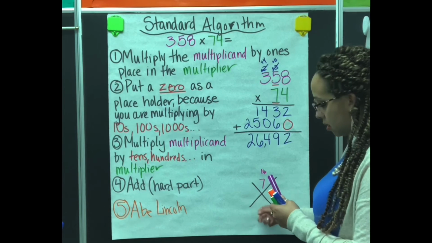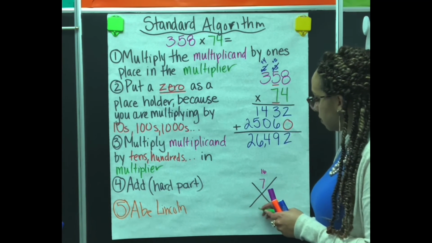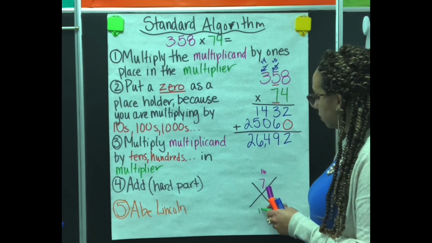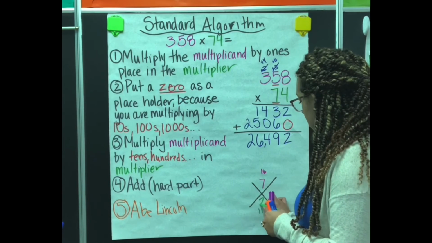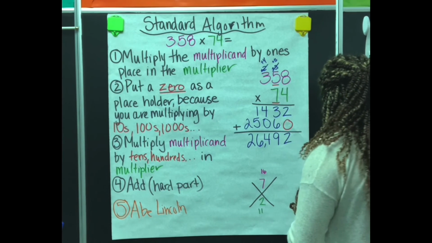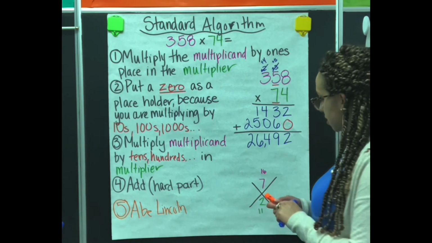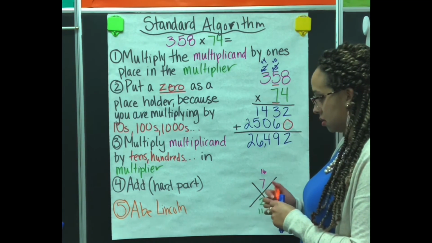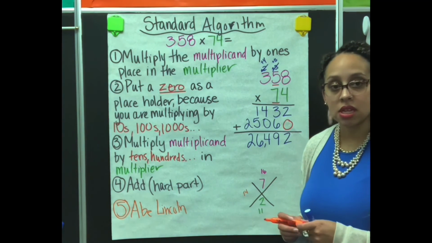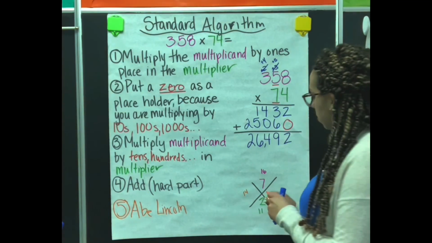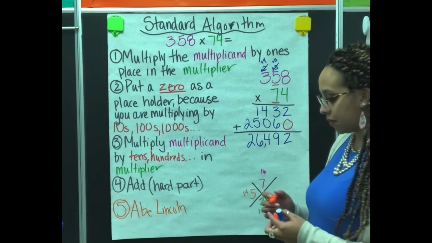Then we find our multiplier digits. And we go 7 plus 4 is 11. Can we have 11? No. So we go 1 plus 1 is 2. Then we multiply 7 times 2, which is 14. Can we have 14? No. So we go 1 plus 4, which is 5. But we can have 5.